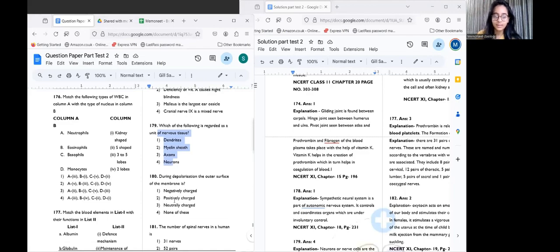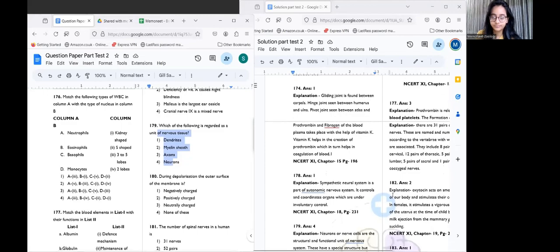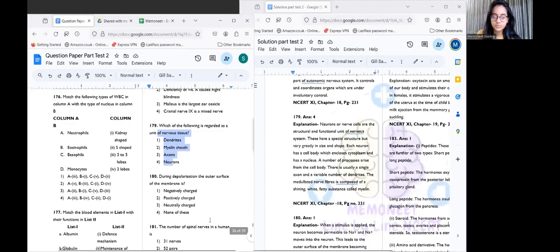Moving on to the next question, 180. During depolarization, the outer surface of the membrane is what? So the answer is 1, that is negatively charged. Okay. So what we can remember this as, we need to throw all negativity outside and take all positivity inside, right? So all negativity outside. So the negative charges are outside during depolarization.